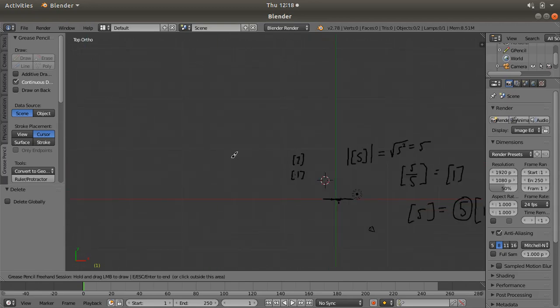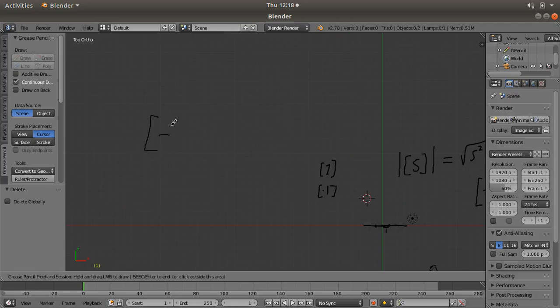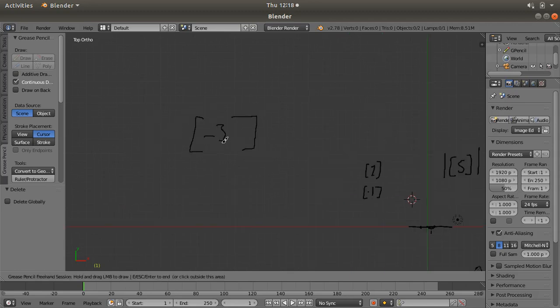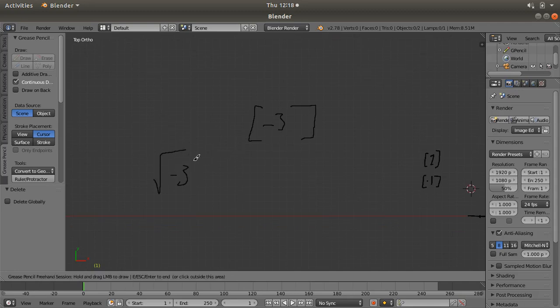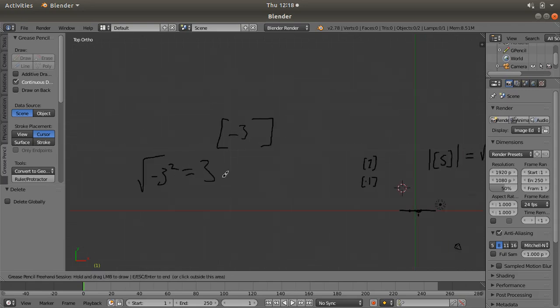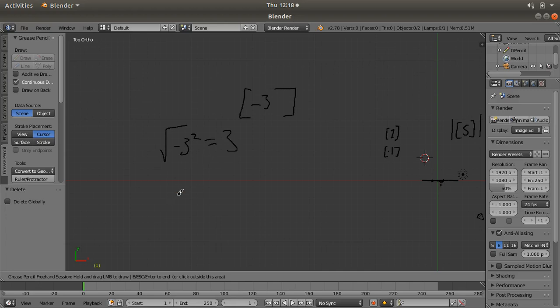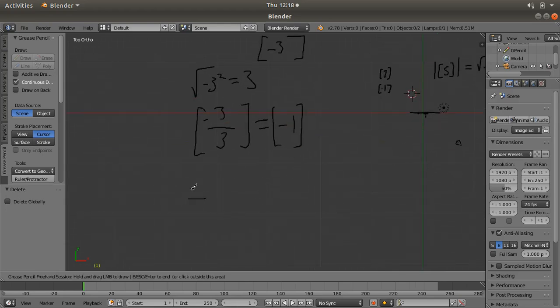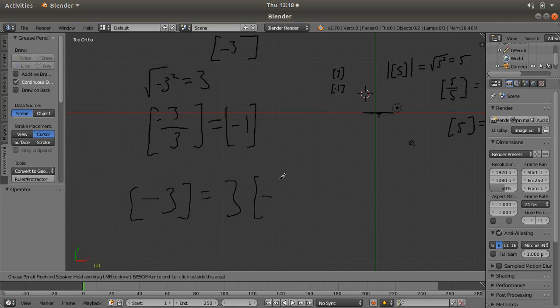So I'll do one more vector, -3, and extract the magnitude. So the square root of -3 squared is +3. And to get the direction, divide each component by the total magnitude, and you get the direction vector -1. So the vector -3 is equal to 3 times the direction vector -1.